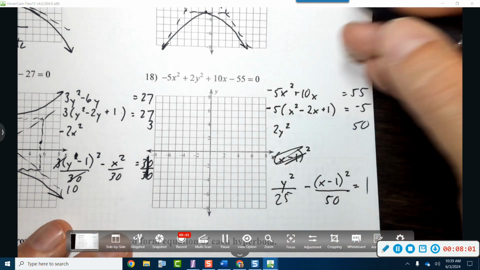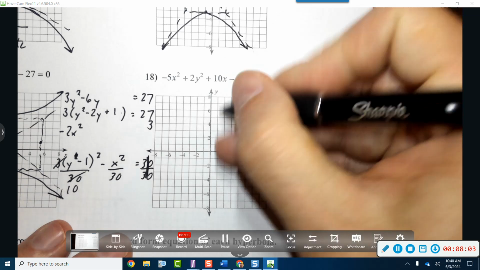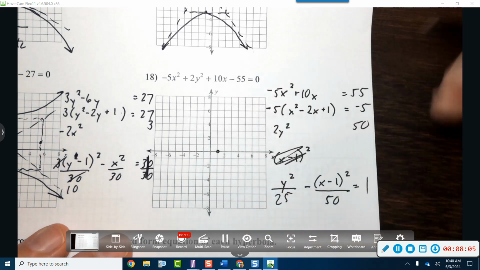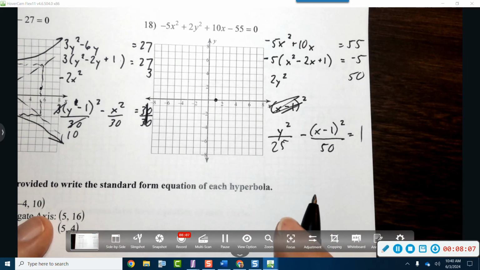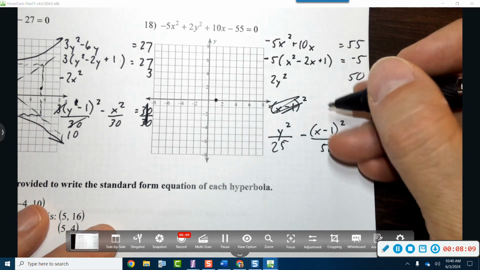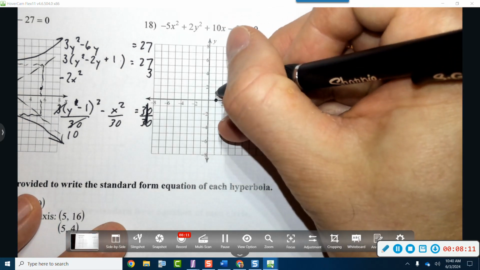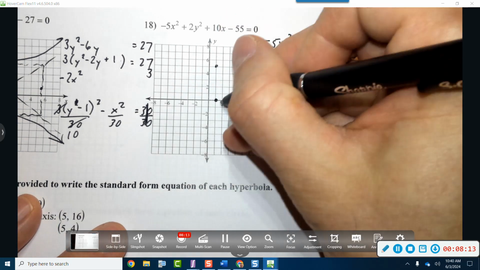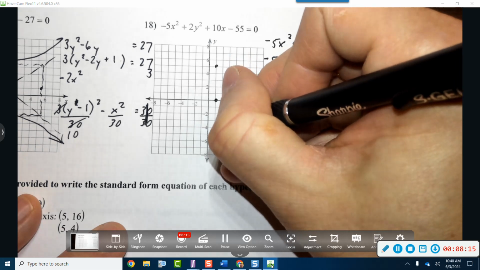So let's move this guy over. Y is 1, but we're going to move over to the right 1. Is that lunch already? Shoot, let's finish this real quick. So we're going to go up 5. 1, 2, 3, 4, 5. 1, 2, 3, 4, 5.